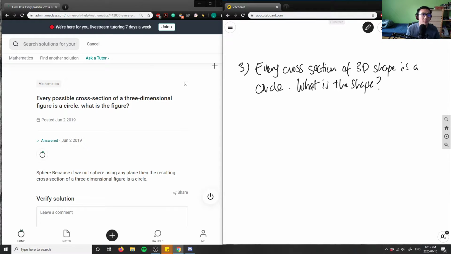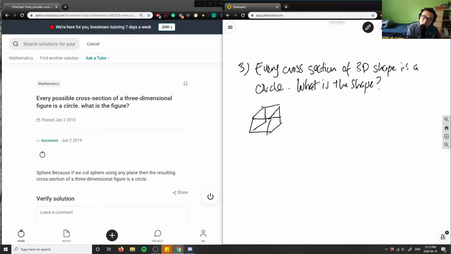Every cross-section, remember, let's define cross-section. Remember, a cross-section is, I'm taking the center point of whatever shape it is, and I'm cutting it by that shape. So for example, if I had something like a cube, I'm hoping I can draw this. I'm really bad at drawing here. Is that a cube?